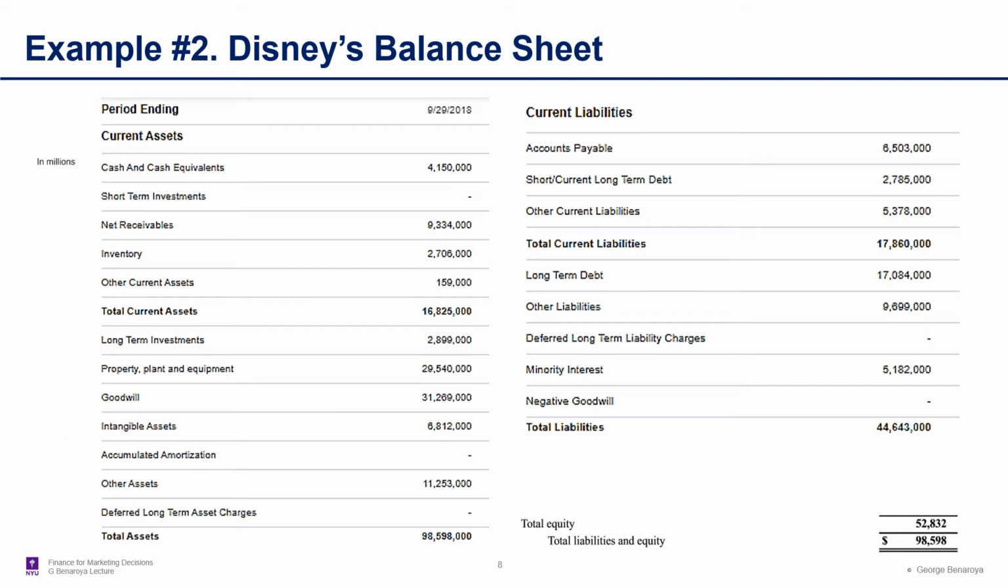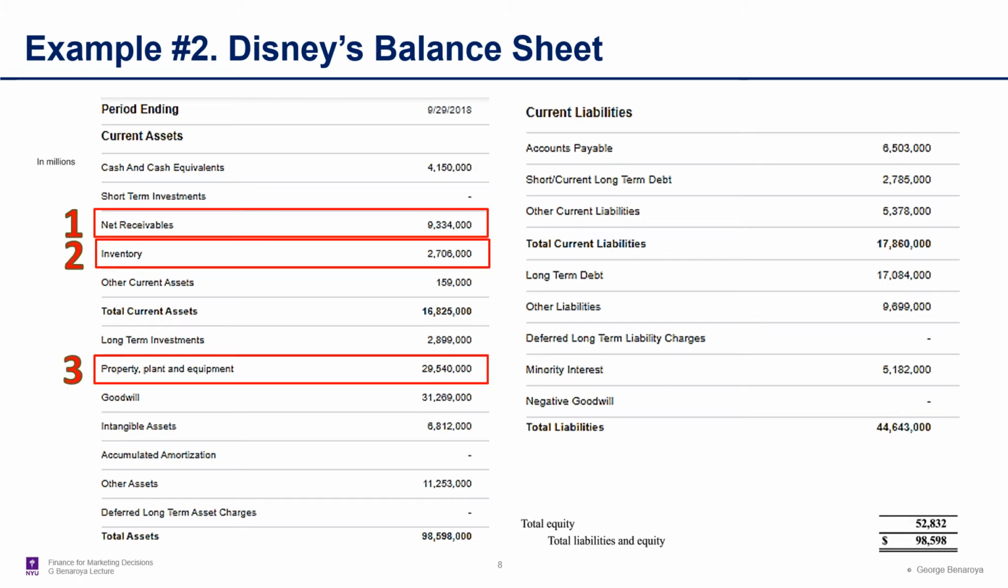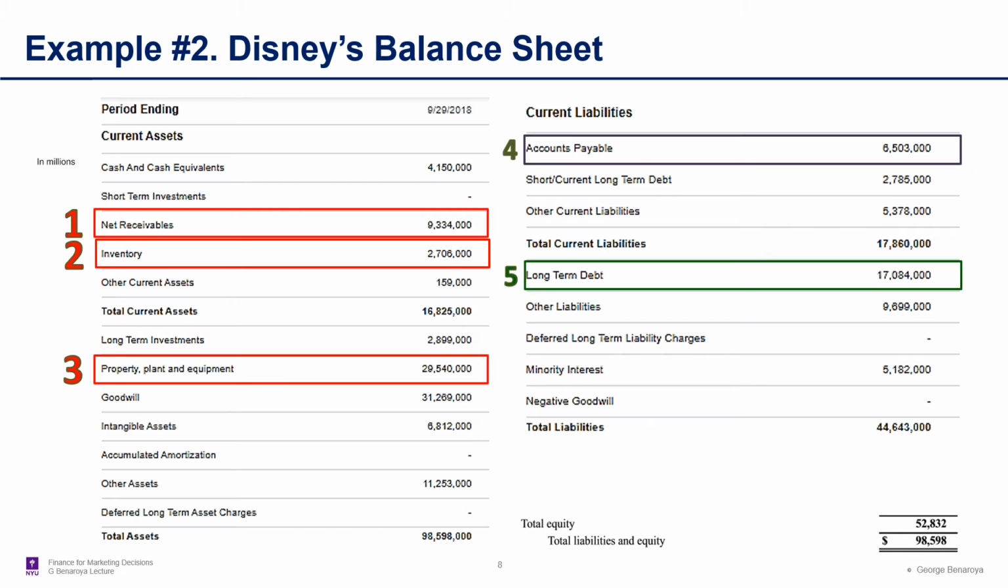Example number 2, Disney's balance sheet. Uses of cash, receivables, inventory, property, plant, and equipment. And sources of cash, payables, and debt. Now, as a percentage of sales, receivables, inventory, property, plant, and equipment. 50% is a very high ratio. This makes sense because in the case of Disney, they own both the parks and the studios. Payables and debt.